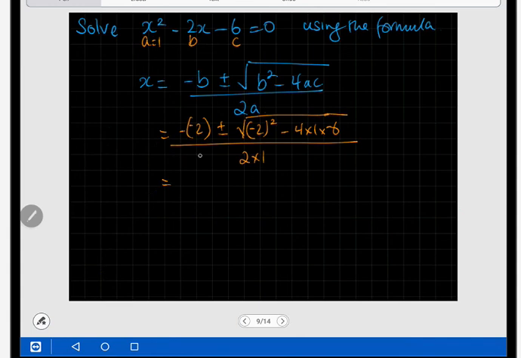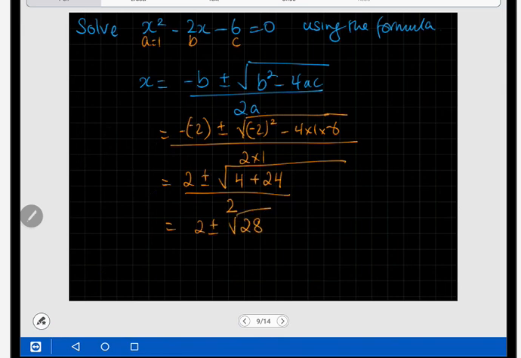4ac, 4 times 1, a is 1, times minus 6, and then I divide by 2 times 1. So that's going to be 2 plus or minus the square root of 4, minus 2 to the square is 4. Now we have a negative here and a negative here. That's going to be plus 24. 4 times 1, yes. Okay, and divide by 2. That's going to be 2 plus or minus square root of 28 divided by 2.